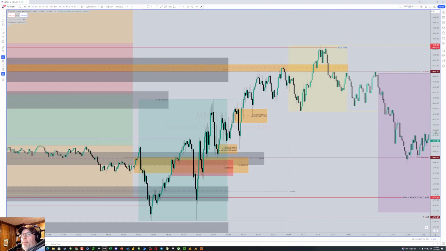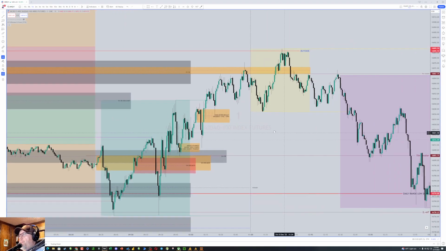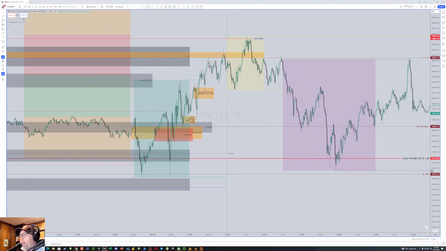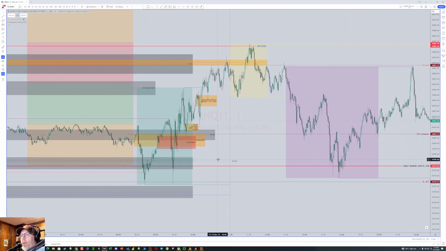So if we pan back a little bit and review, what do we see? We see yet again that the daily range low is near and just below midnight. We get a 9:30 test into that, which runs higher. So bias is bullish until we get through buy side. And that's what we did.